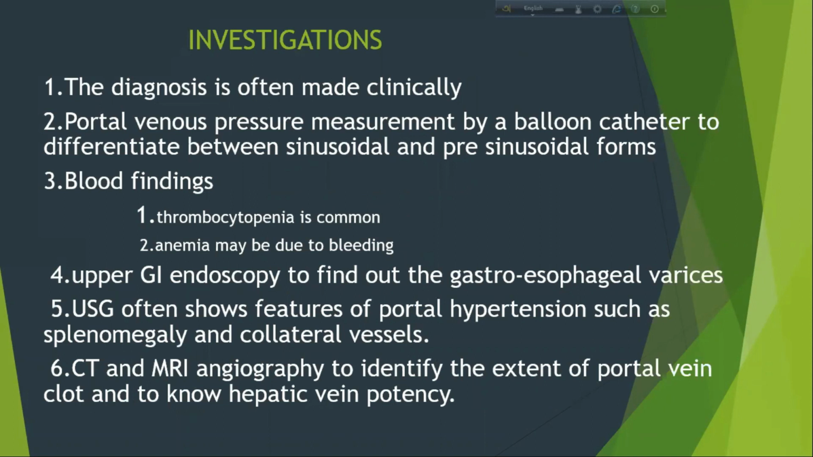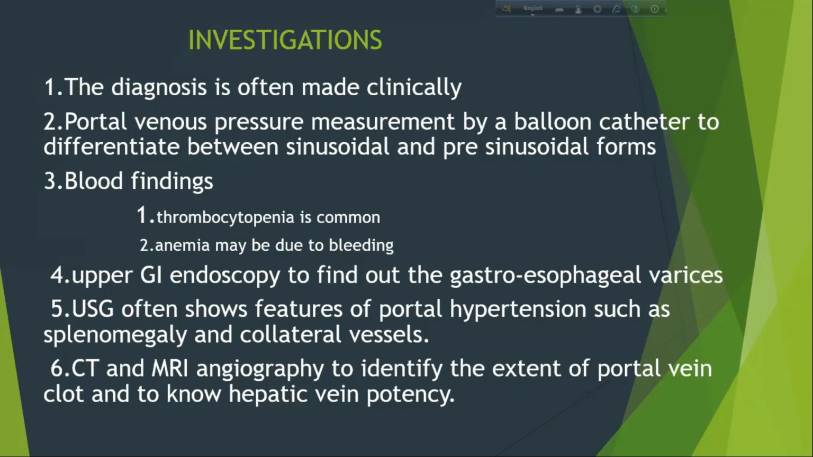Investigations of portal hypertension. The diagnosis is often made clinically. Then portal venous pressure measurement by a balloon catheter to differentiate between sinusoidal and pre-sinusoidal forms. Number three, blood findings may reveal thrombocytopenia. Then anemia. If anemia is found, it may be due to bleeding. Number four, upper GI endoscopy to find out the gastroesophageal varices.